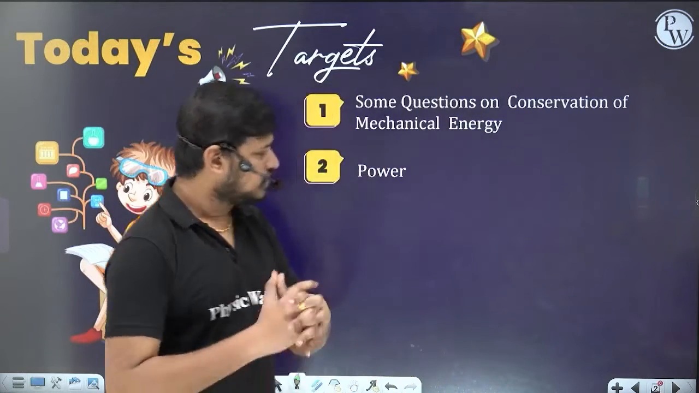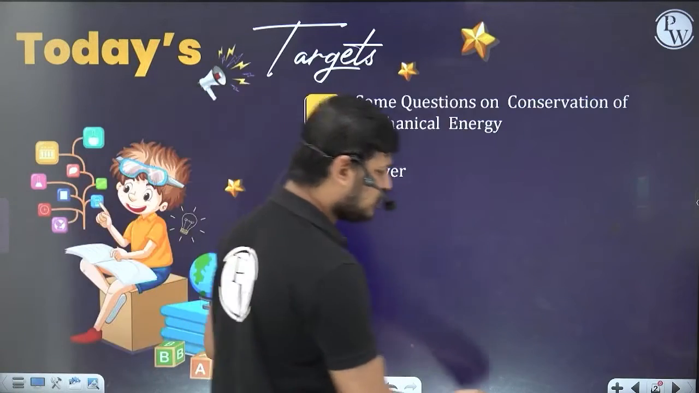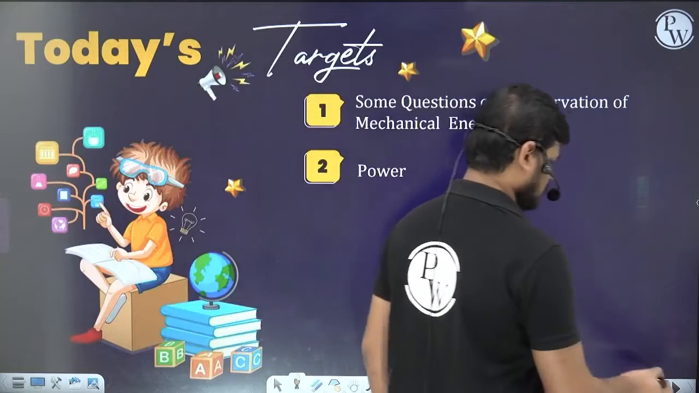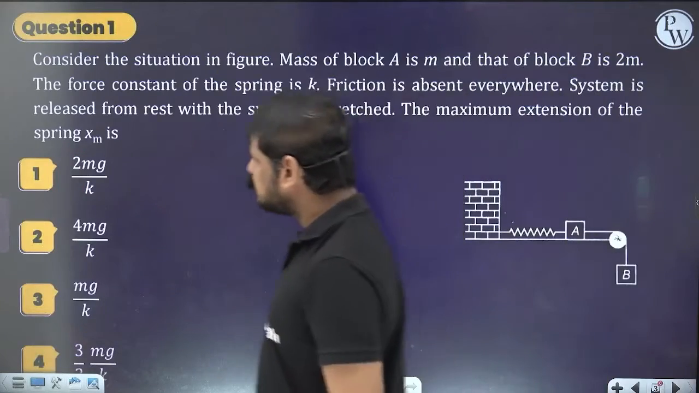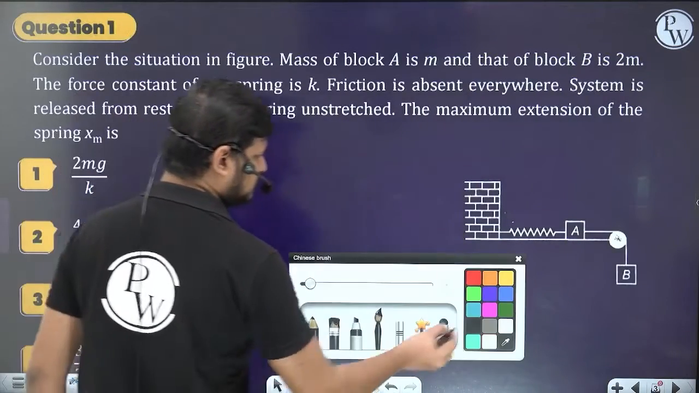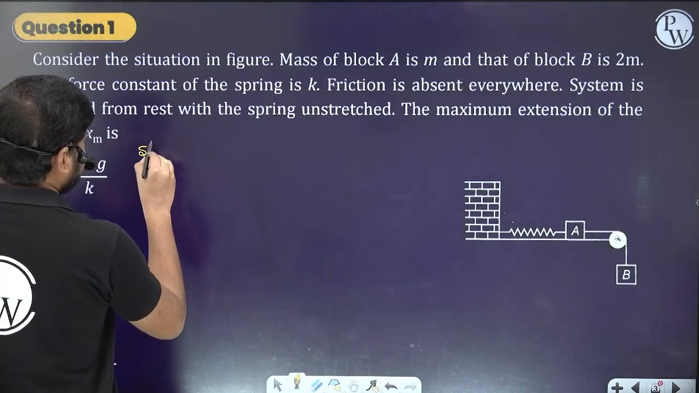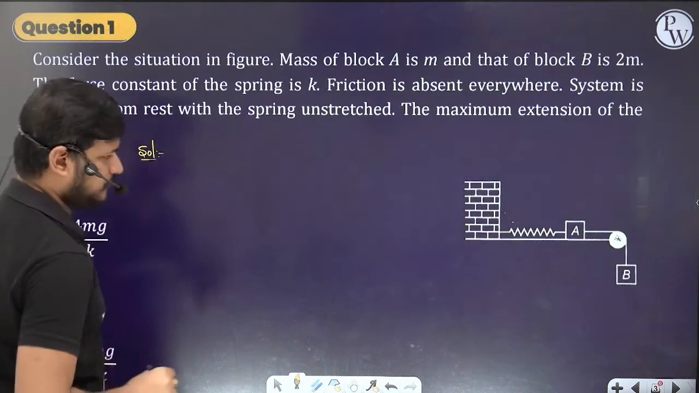Chalo, with very high positive energy, let's start today's session, lecture number 6. Let's start with a very good question here. First, try to understand the question and try to do it on your own.